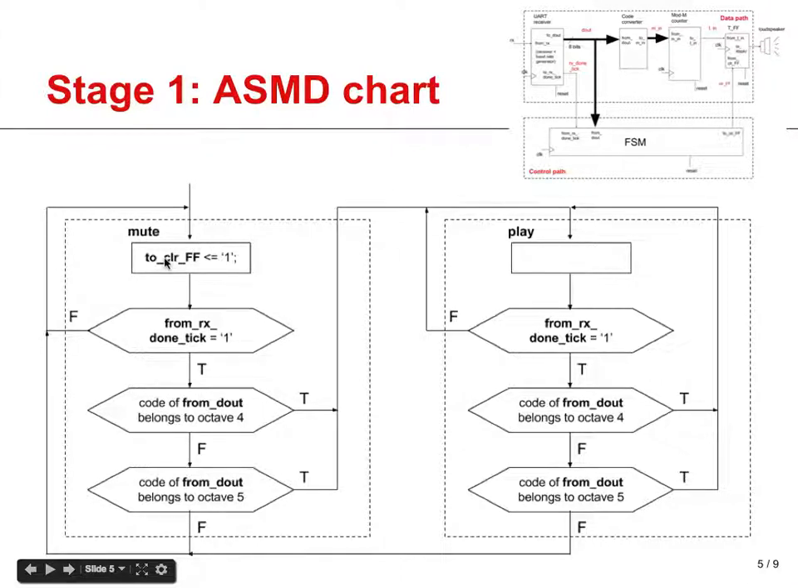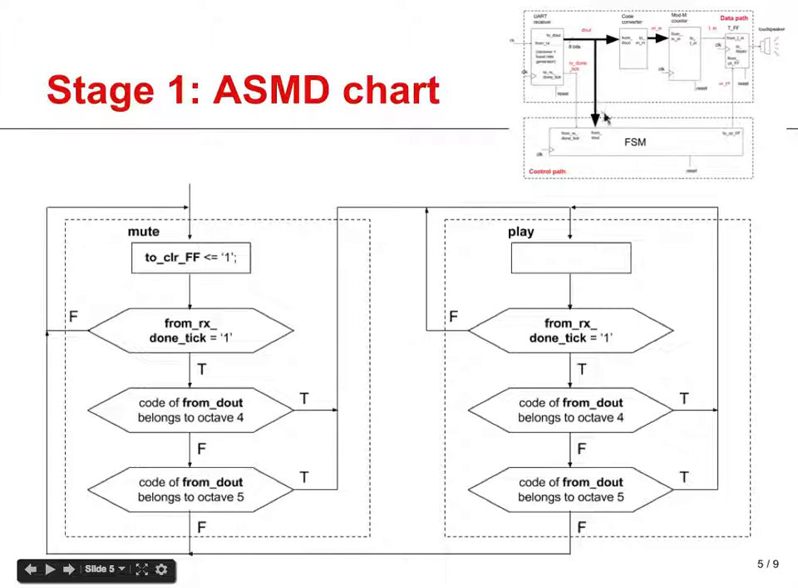Now, while we are in mute, we will ask, did we receive a new ASCII code from the UART? That is to say, we are asking if this RX_DONE_tick signal is active. So this decision box corresponds to this information input to the control path. If this is true, then we will ask, is this a valid code belonging to octave 4 or octave 5?